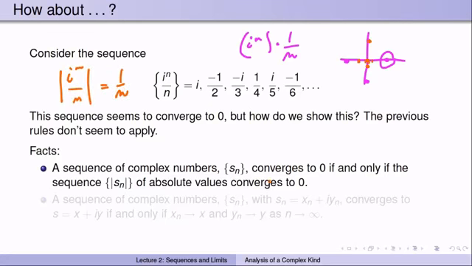This only works for convergence to 0, however. The sequence of absolute values converging is not enough for convergence of the sequence to some other number. It only works at 0.